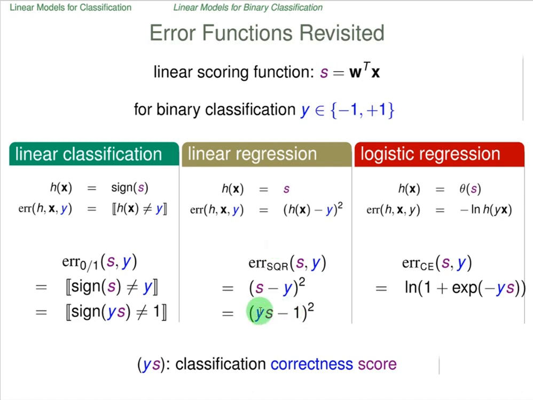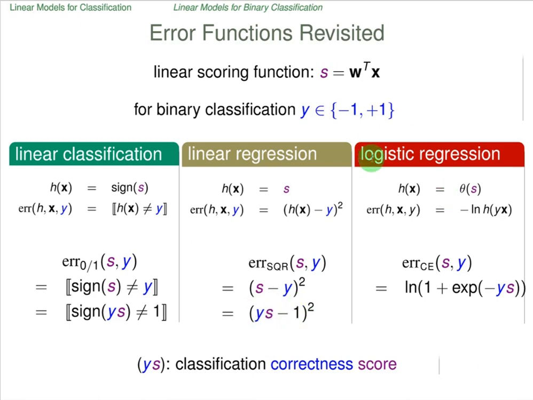So if y and s have the same sign, then it will be positive. And minimizing the squared error is equivalent to maximizing the classification correctness score, so that it will obtain 1, or +1, and then we'll have 0 error.